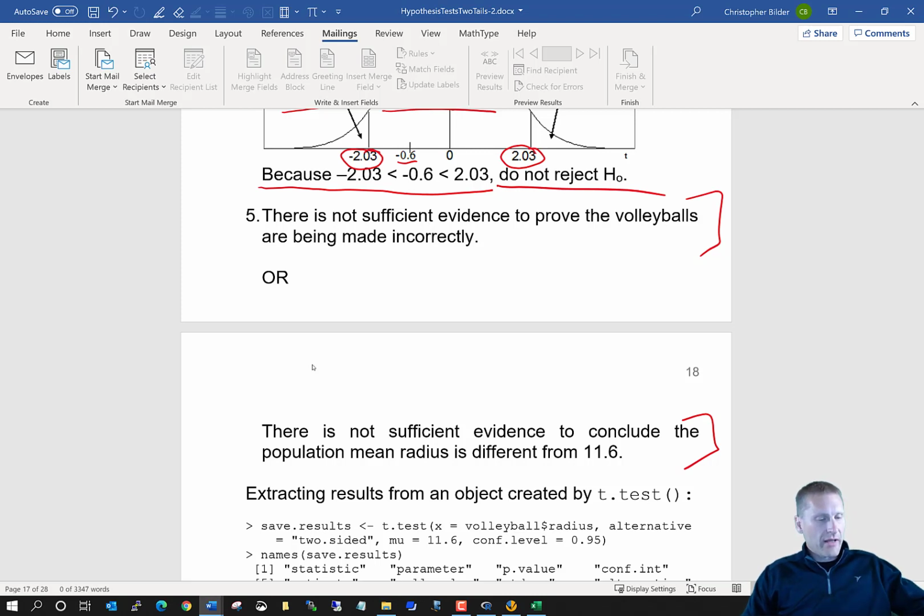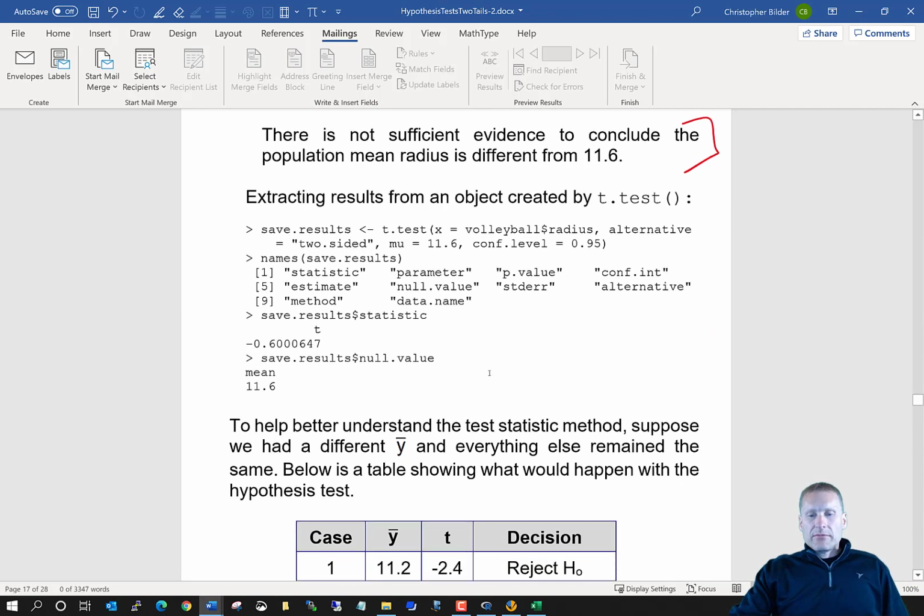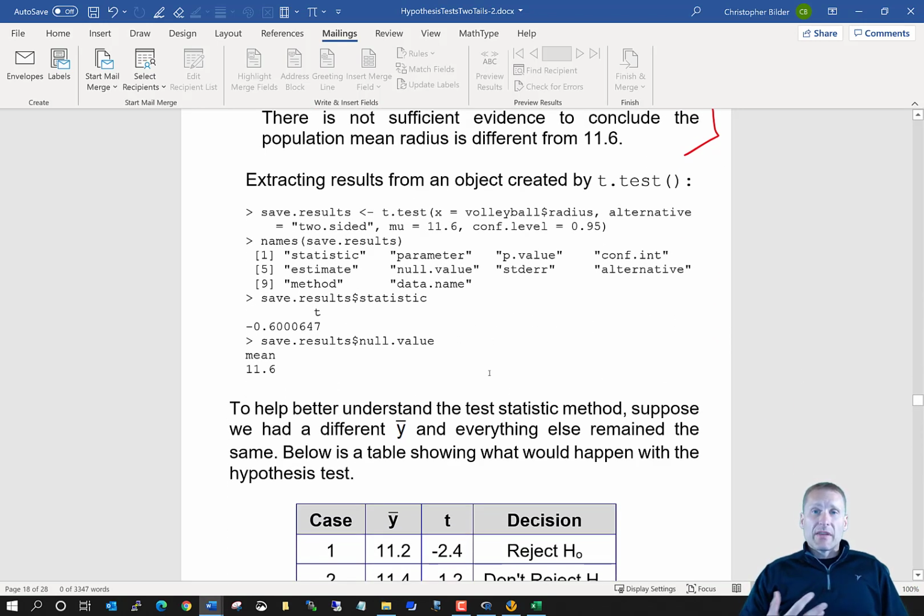Okay, so that takes us to page 18. Note again that we can save the results from the t.test function into an object, and then we can extract important elements from that object. So for example, we have this thing called statistic here. If I extract statistic, that's how I get my negative 0.6 out.